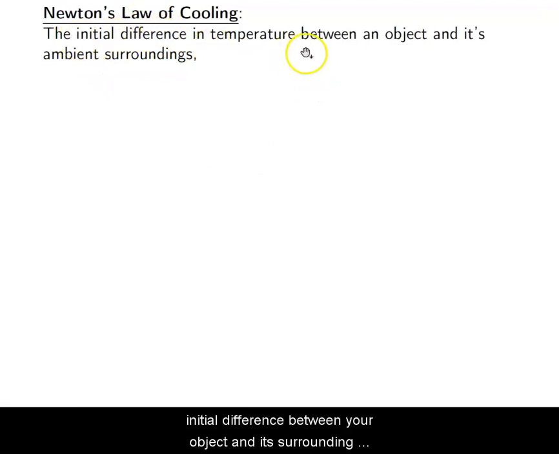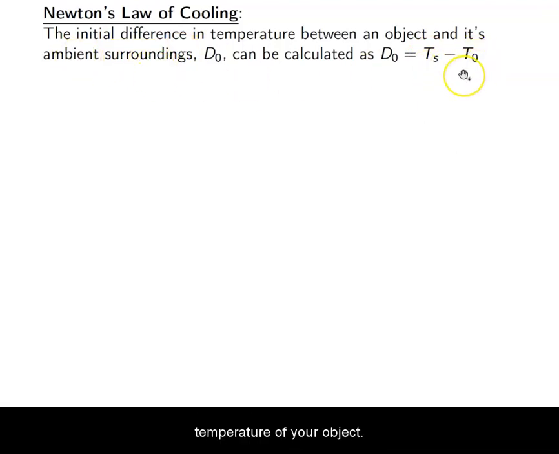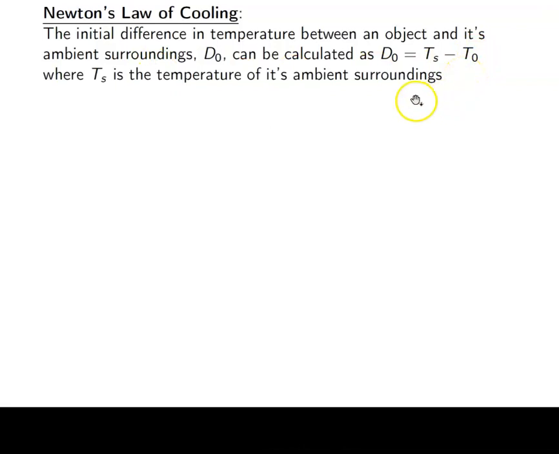Okay, so Newton's law of cooling is that the initial difference between your object and its surrounding temperature, its ambient temperature, is D naught, right? So you would take your surrounding temperature and your object's temperature and subtract those values, and that would be D naught, which again can be calculated as Ts minus T naught. Ts is the temperature of your surroundings. T naught is the temperature of your object. Okay.